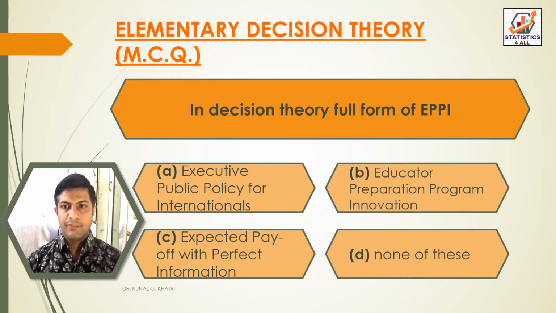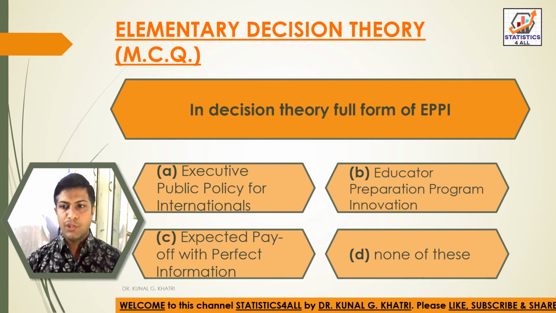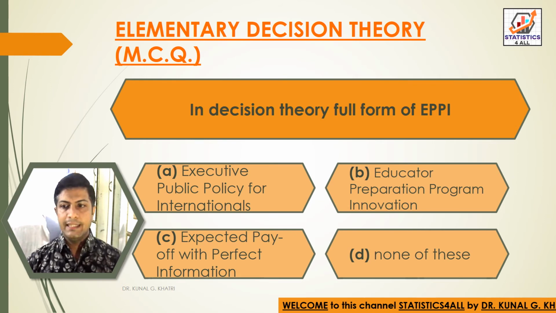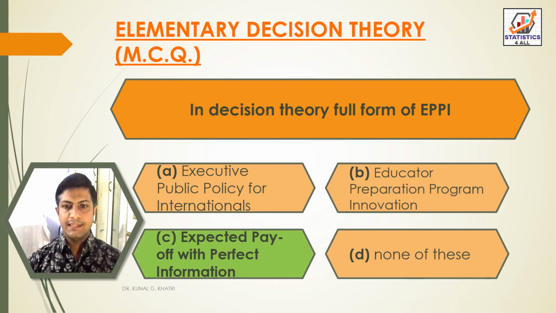Next question. In decision theory, full form of EPPI. Option A, Executive Public Policy for Internationals. Option B, Educator Preparation Program Innovation. Option C, expected payoff with perfect information. And option D, none of these. So here we have answer option C, that is expected payoff with perfect information, is the full form of EPPI in decision theory.